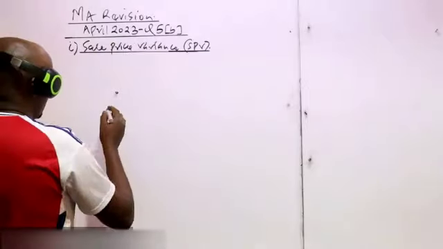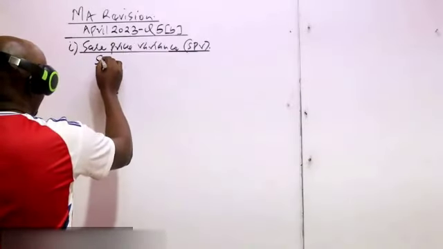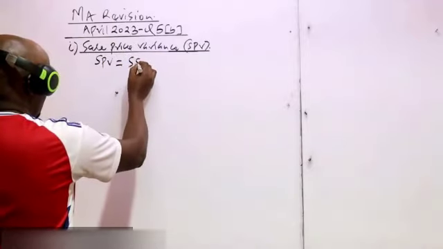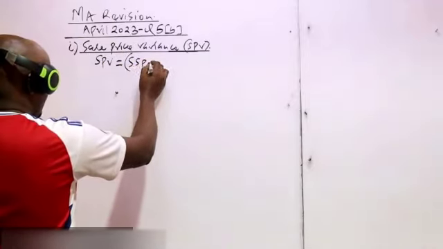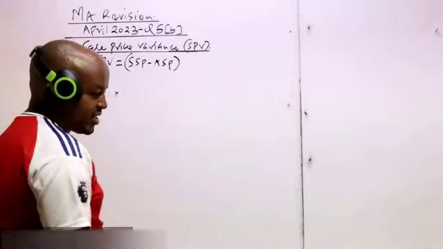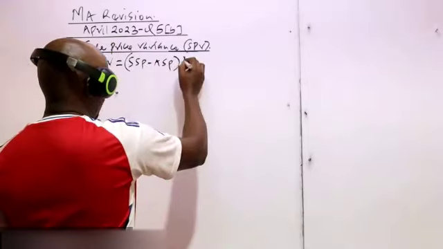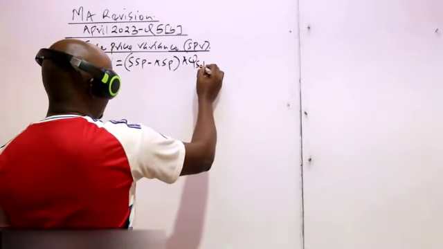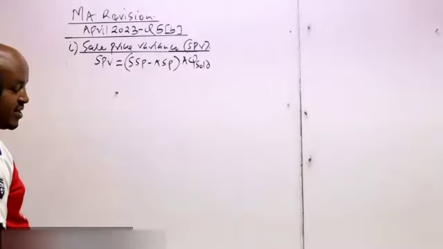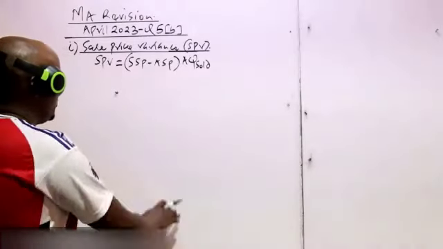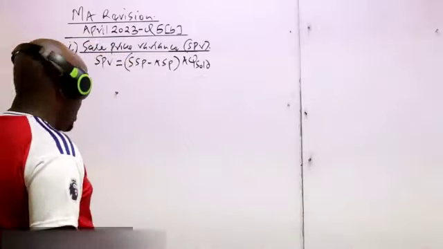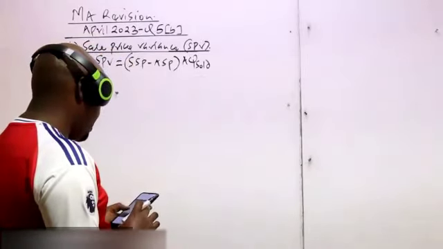So if you can be able to recall, to compute the sales price variance, we said we take the standard selling price minus the actual selling price, and then you multiply that with the actual quantity sold. That is basically the formula for computing this. So what we need to do is basically to have all these items here, all these particular figures here.